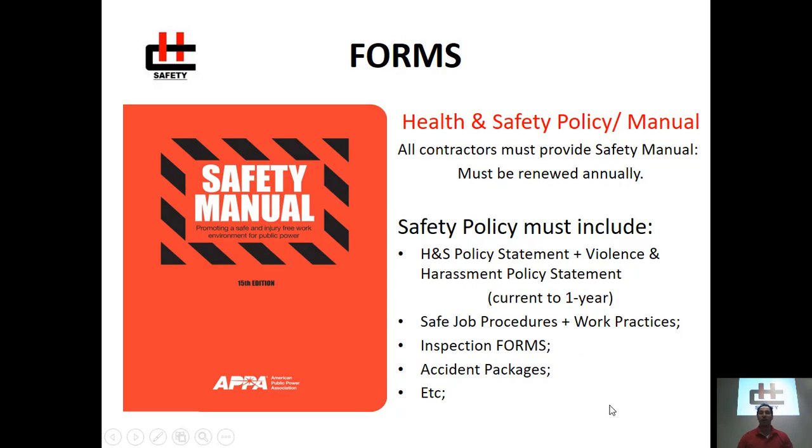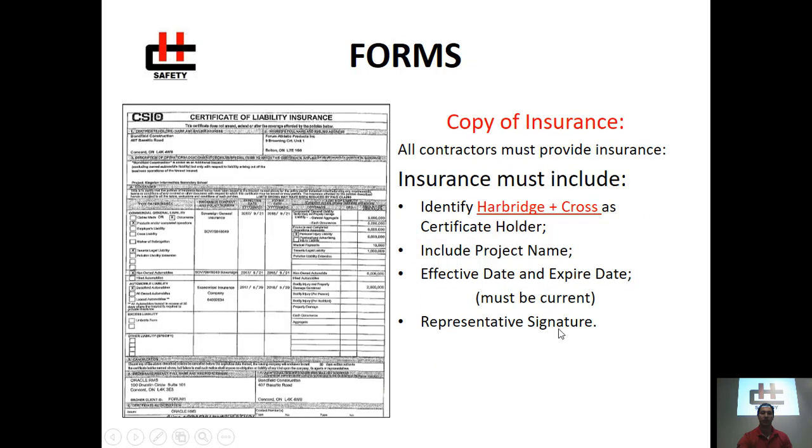The health and safety manual is an important component. All contractors must provide health and safety manuals to Harbridge and Cross, and the manuals must be reviewed annually. A safety policy or manual must include the following information, including a health and safety policy statement, violence and harassment policy statement that are all current to 1 year. Safe job procedures and safe work practices, inspection forms, accident packages, and any other relevant information to help the contractor work successfully on our sites.